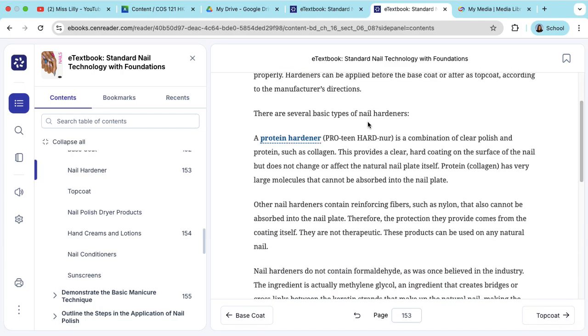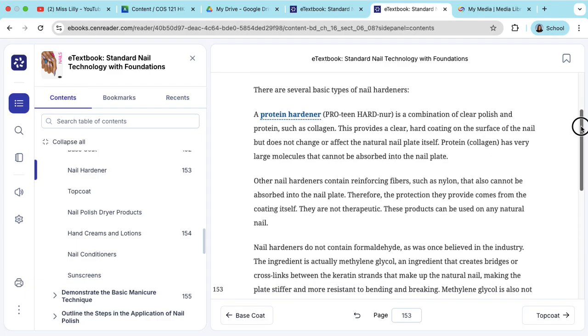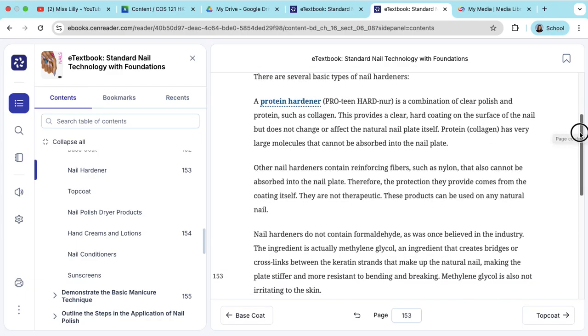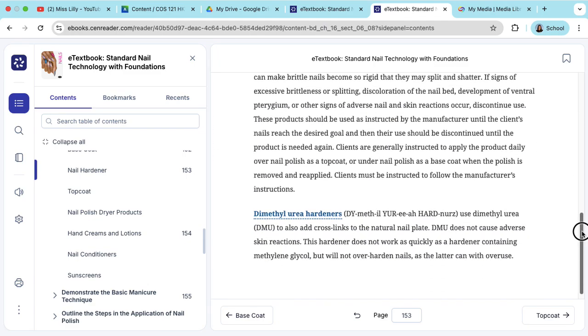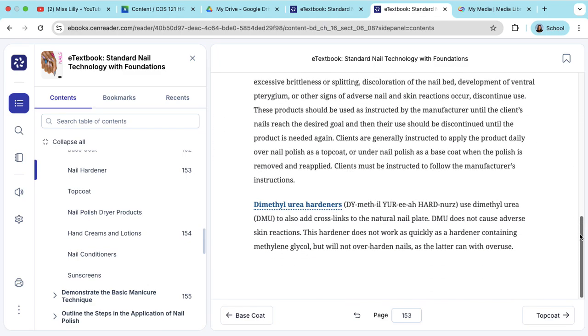There are several basic types of hardeners. We have a protein hardener, we have dimethyl urea hardeners. We also add cross links to the natural nail plate.